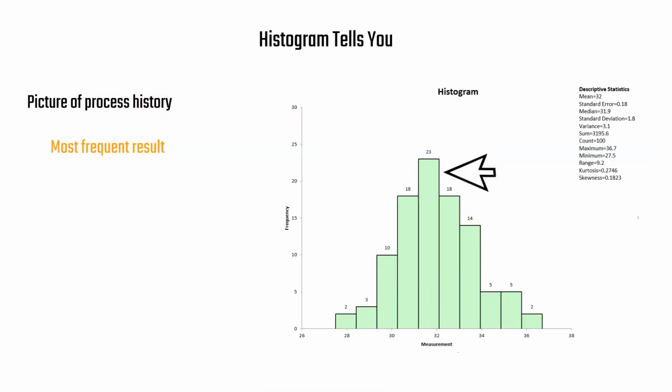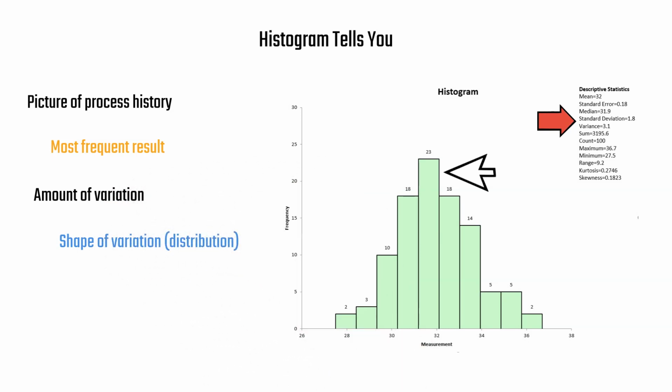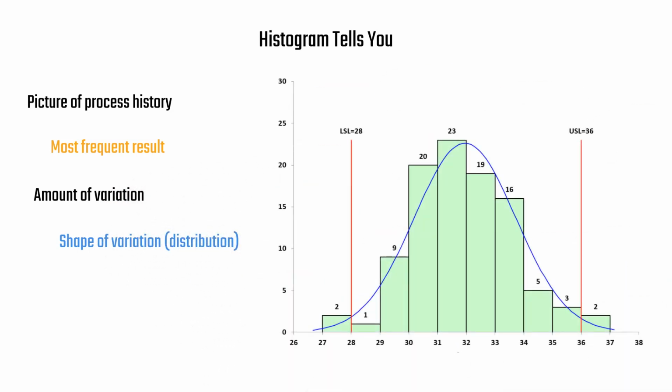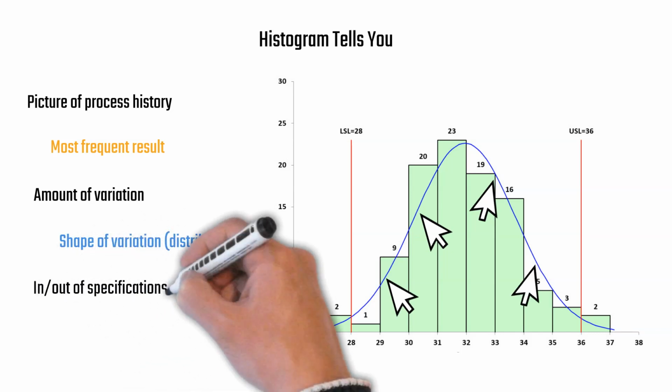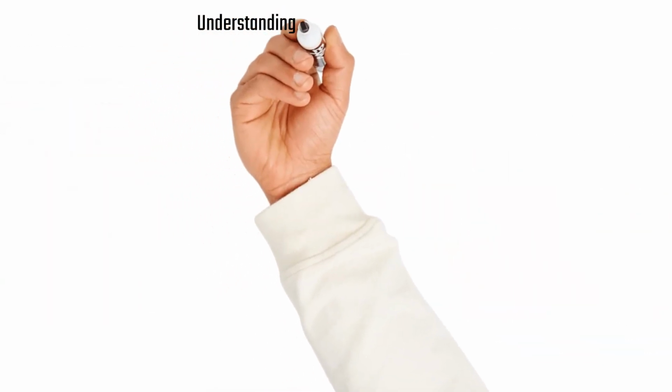It's going to tell you the most frequent result, that's going to be the highest bar on the histogram. It's going to tell you the amount of variation, which you can get from a standard deviation or how wide the histogram is. It's going to talk about the shape of the distribution. Is it normally distributed, bell-shaped, or is it skewed? And it's going to talk about the relationship to specifications. Is everything within spec or do we have some out of spec?